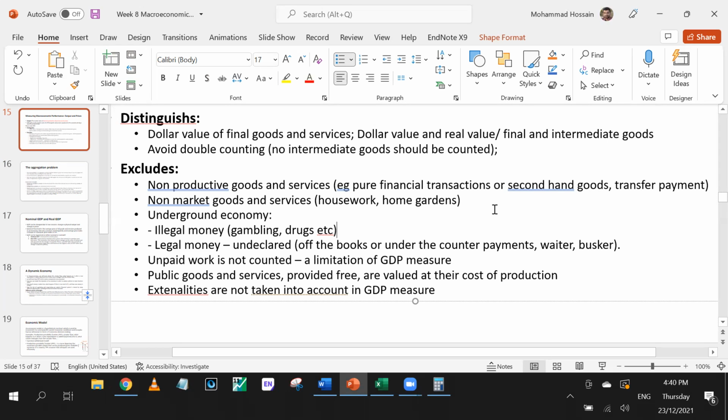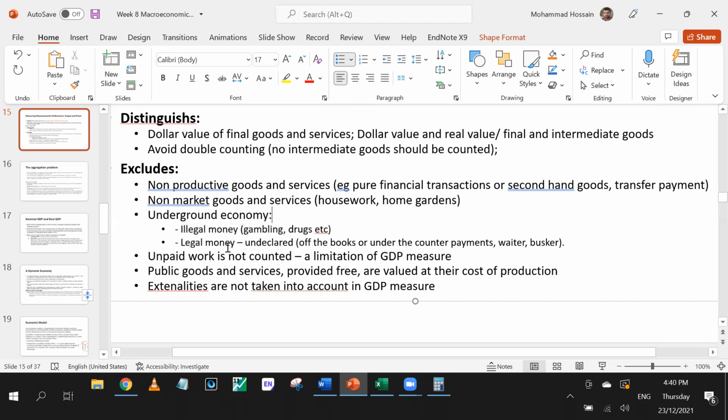The underground economy is also not considered in GDP. What is underground? Illegal money, gambling, drugs, these things are a very big market. We call that the black economy. The black economy is much bigger than the white economy. And undeclared, off the books, like cash payments. Some people are paid cash in hand, and those things are not considered in GDP. Waiters, buskers, thieves, these things.